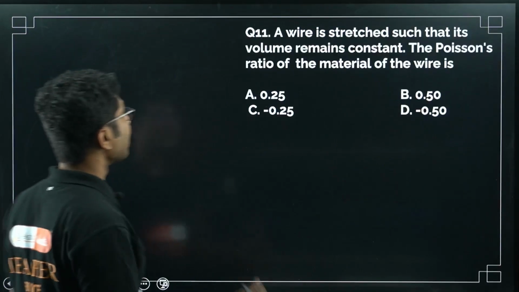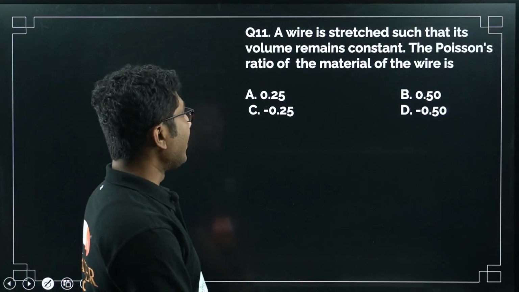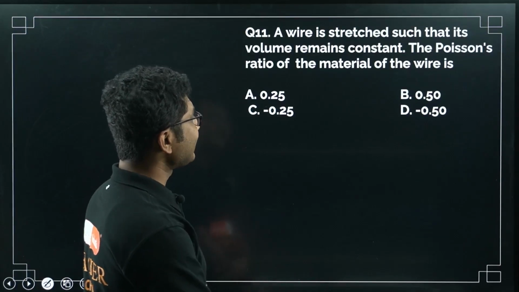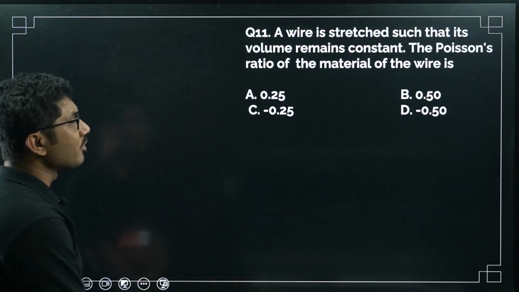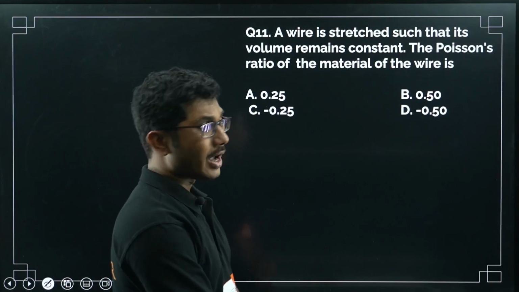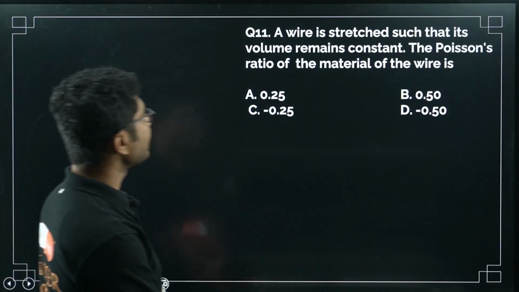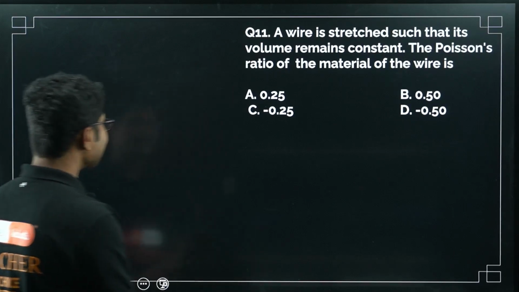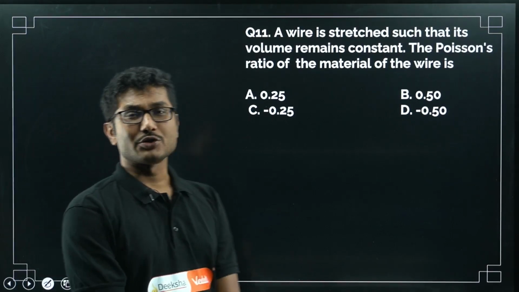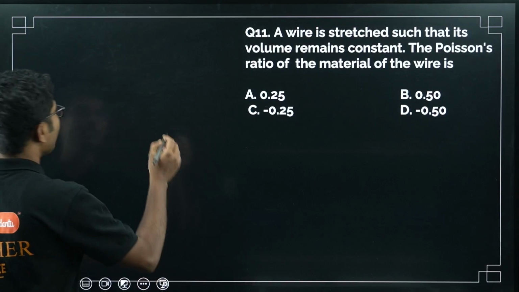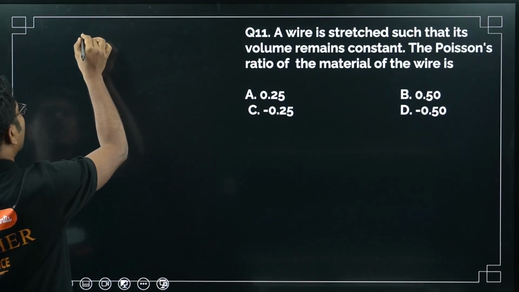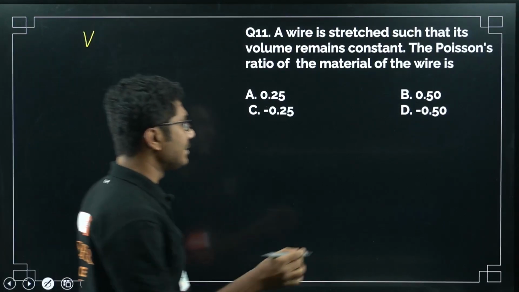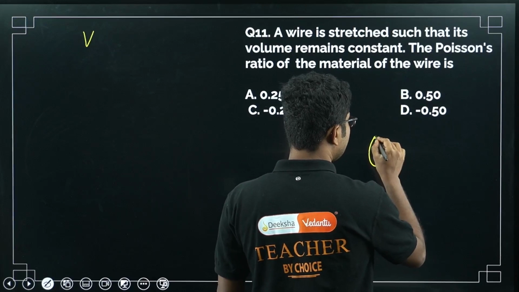Now let's move on to the next question. A wire is stretched such that its volume remains constant. The Poisson ratio of the material of the wire is? First let us understand the meaning of constant volume. What is the volume of a wire? Generally we consider it to be a cylindrical wire.